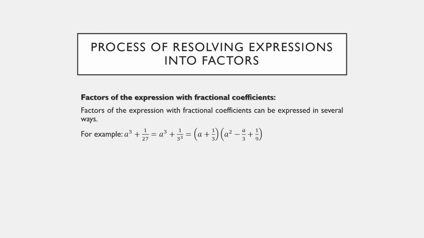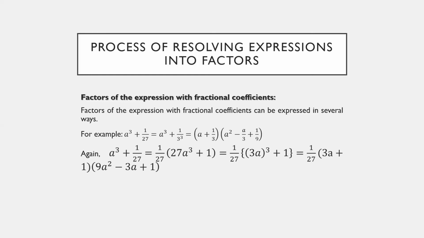If further factorization is possible, we have to factorize it further. But here a plus 1 by 3 is in its simplest form, and a square minus a by 3 plus 1 by 9 cannot be factorized anymore. So these are our factors.